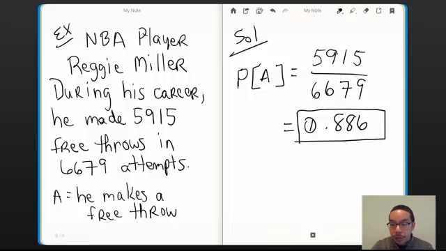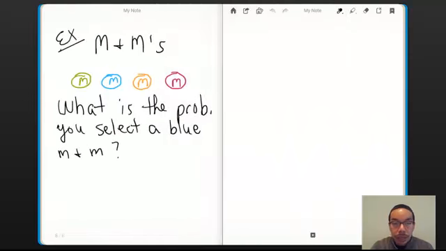Alright, now let's take a look at another example. The next example talks about M&Ms. Here we have a green M&M, a blue M&M, an orange M&M, and let's say they have a new purple M&M. The question is, what is the probability that you select a blue M&M if these 4 M&Ms were randomly left in the bag of M&Ms? You shook the bag up. With that, let's create a solution again.